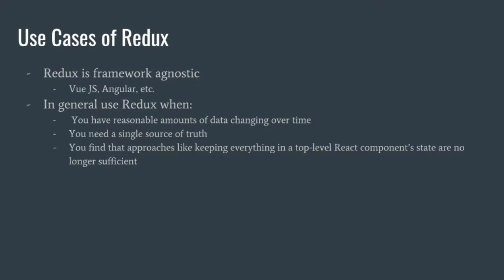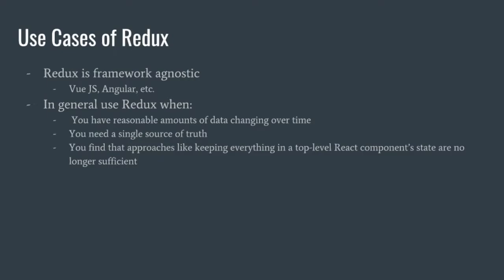In general, you want to use Redux when you have reasonable amounts of data changing over time, you need a single source of truth, or you find that approaches like keeping everything in a top-level React component state are no longer sufficient. However, it's also important to understand that using Redux comes with trade-offs. It's not designed to be the shortest or fastest way to write code. It's intended to help answer the question, when did a certain slice of the state change? And where does the data come from, with predictable behavior?